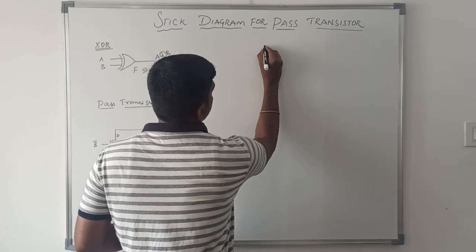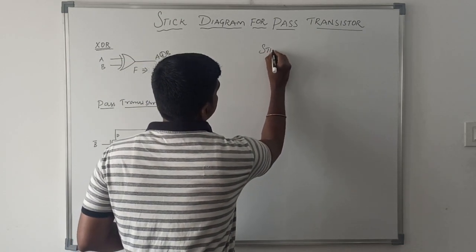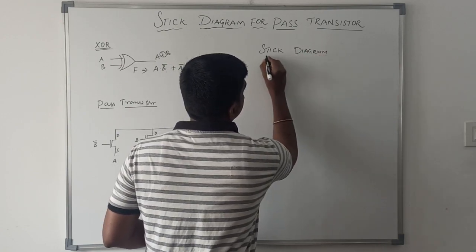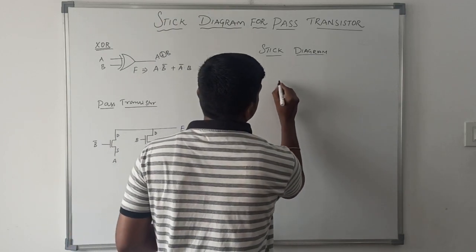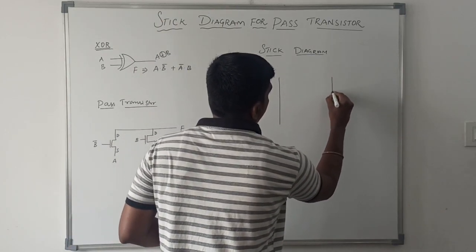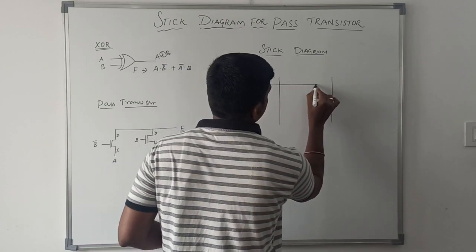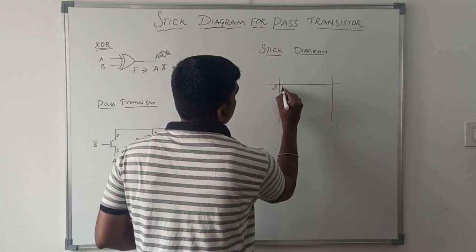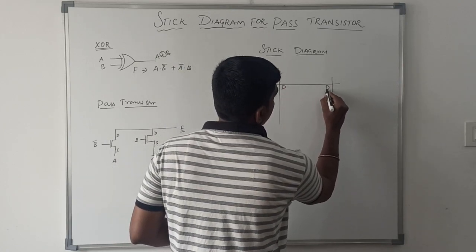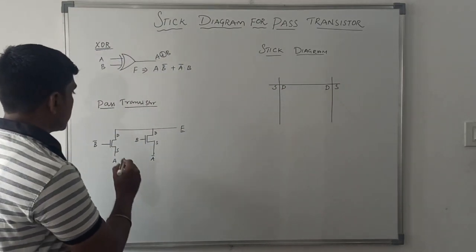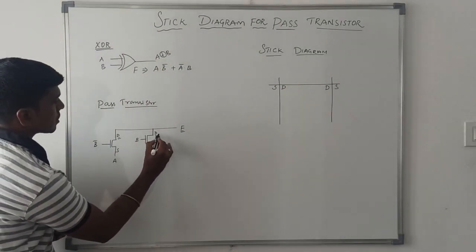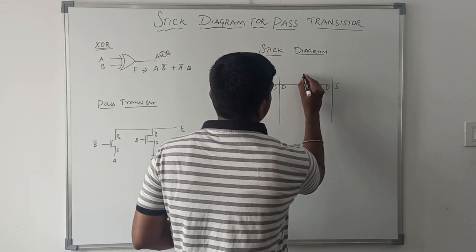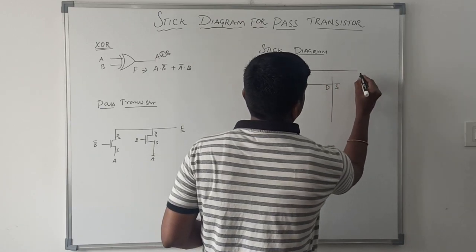Now I am going to draw the stick diagram for this XOR gate. These two lines are polysilicon lines. So it's an NMOS transistor. This point is the source, this point is the drain. The drain terminals of these two transistors are connected to the output side. So this point is connected to the output.